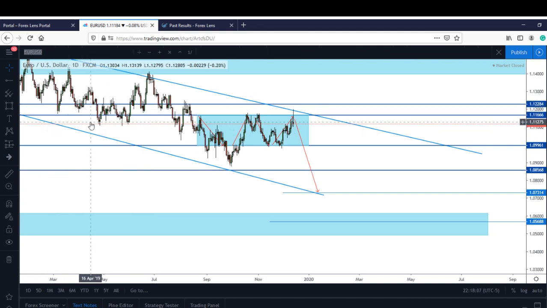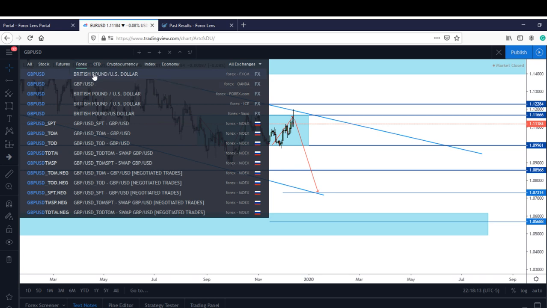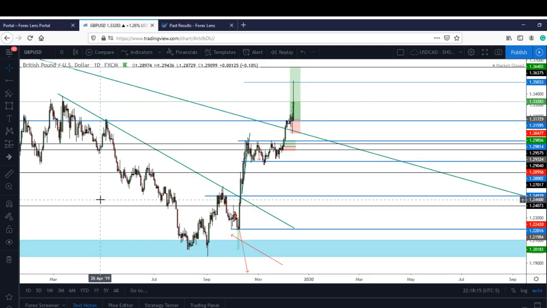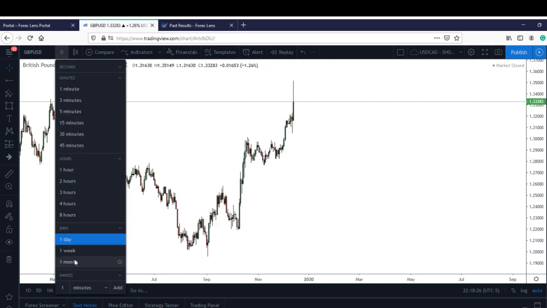So euro, long-term bias short, short-term bias short. Let's move on to pound dollar, and hopefully you guys are getting the hang of this, and we can see our beautiful prediction right here. Now let's see what's happening next. So we're going to remove our drawing tools once again and do the same thing over.